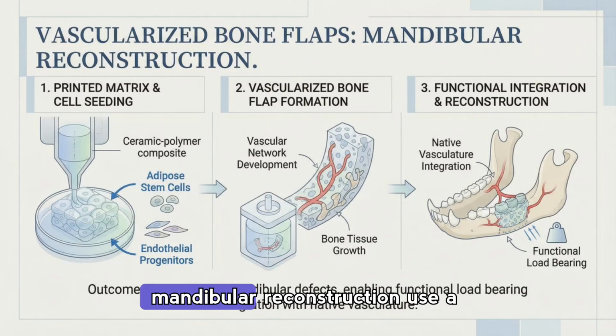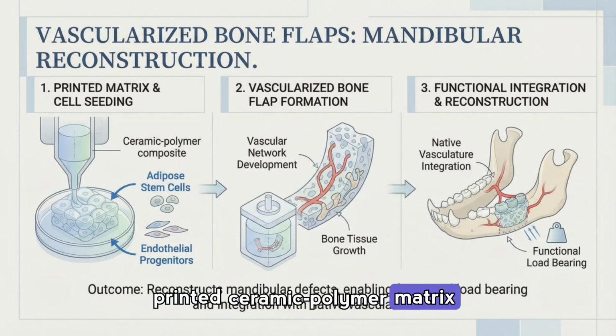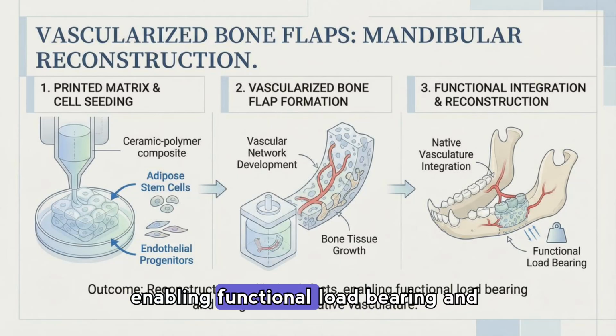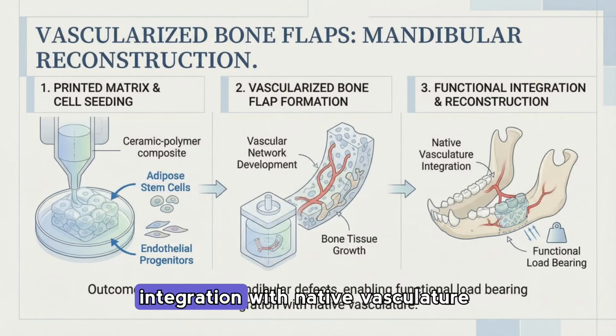Vascularized bone flaps for mandibular reconstruction use a printed ceramic polymer matrix seeded with stem and endothelial progenitor cells to grow bone with an internal vascular network, enabling functional load-bearing and integration with native vasculature to repair complex mandibular defects.